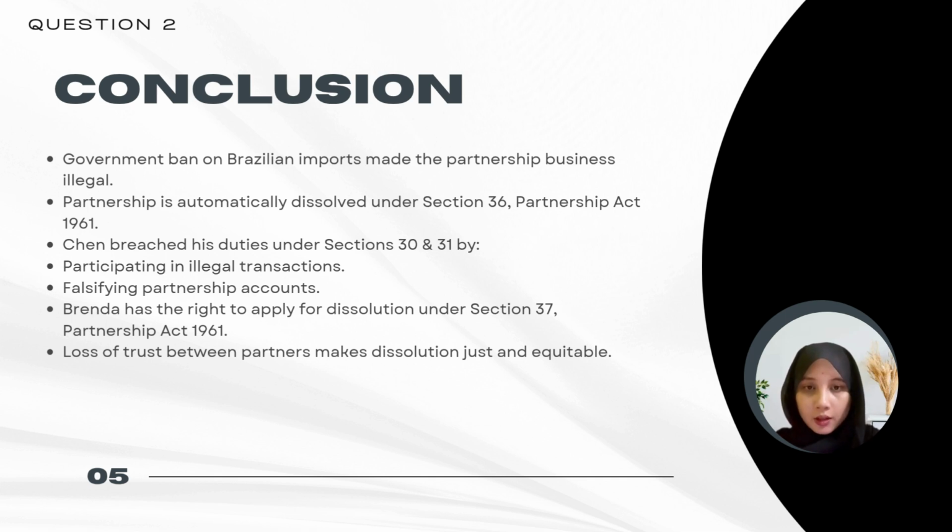In conclusion, the government ban on Brazilian imports made the partnership business illegal. Therefore, the partnership is automatically dissolved under Section 36 of the Partnership Act 1961. Chen also breached his duties under Sections 30 and 31 by participating in illegal transactions and falsifying the partnership accounts. As a result, Brenda has the right to apply for the dissolution of the partnership under Section 37.